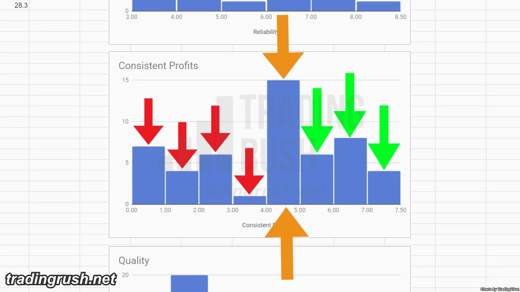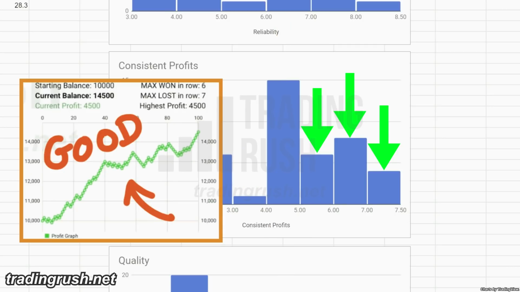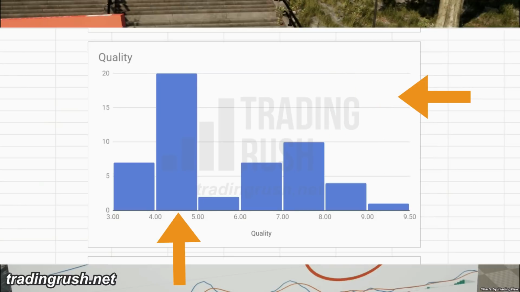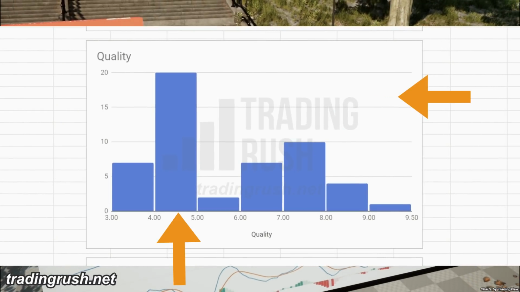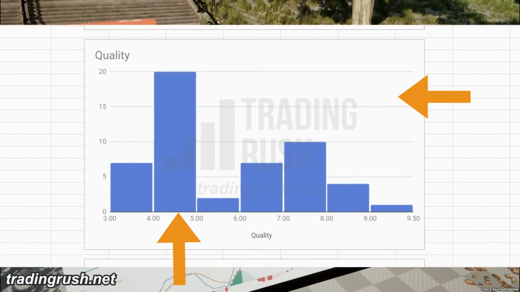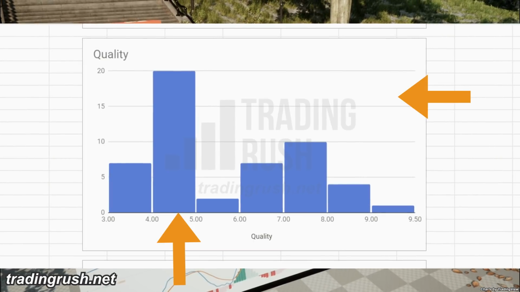But as we can see, there were trading strategies that made more consistent profits, and the profit line was going more consistently in the upward direction. The quality of trades category shows how good the signals were, whether the entry signals were too early or too late, and more.